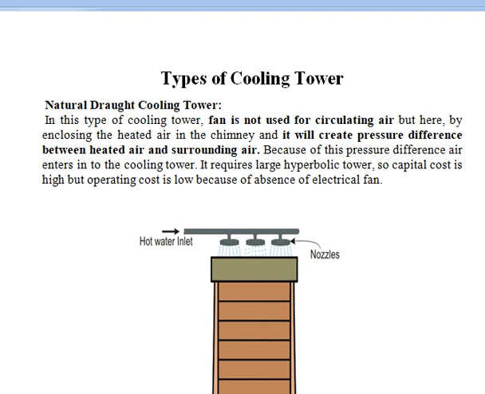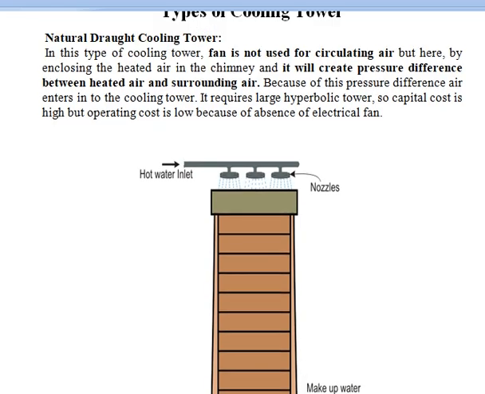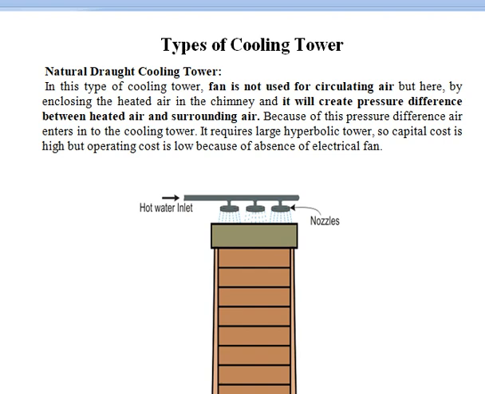Then we discuss the types of cooling tower. The first type is the natural draft cooling tower. This is the diagram: the hot water inlet, the nozzle, the hot water outlet, the catch basin, and the makeup water from the source. In this type, a fan is not used for circulating air; there is no forced circulation of air, and a fan is not necessary.